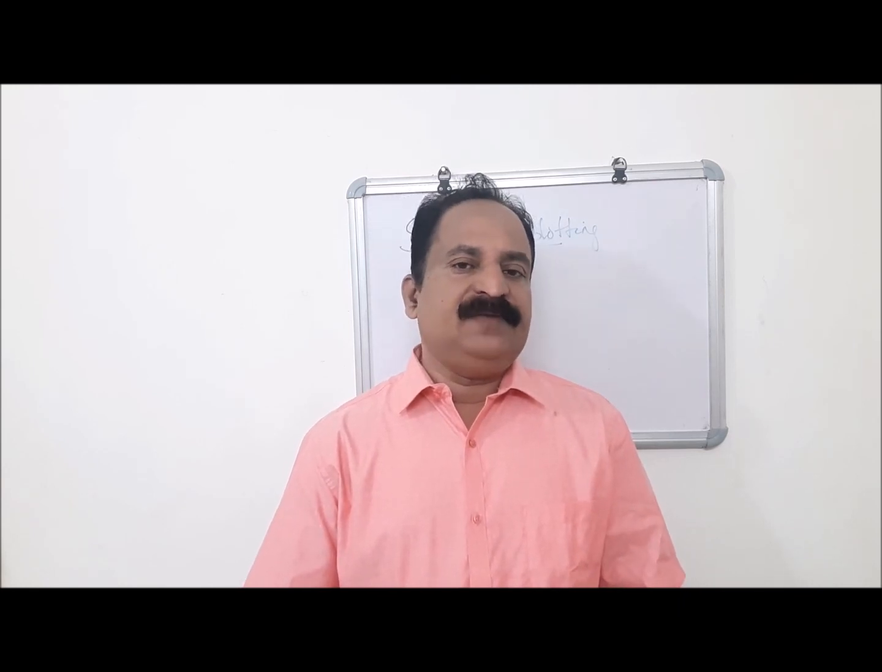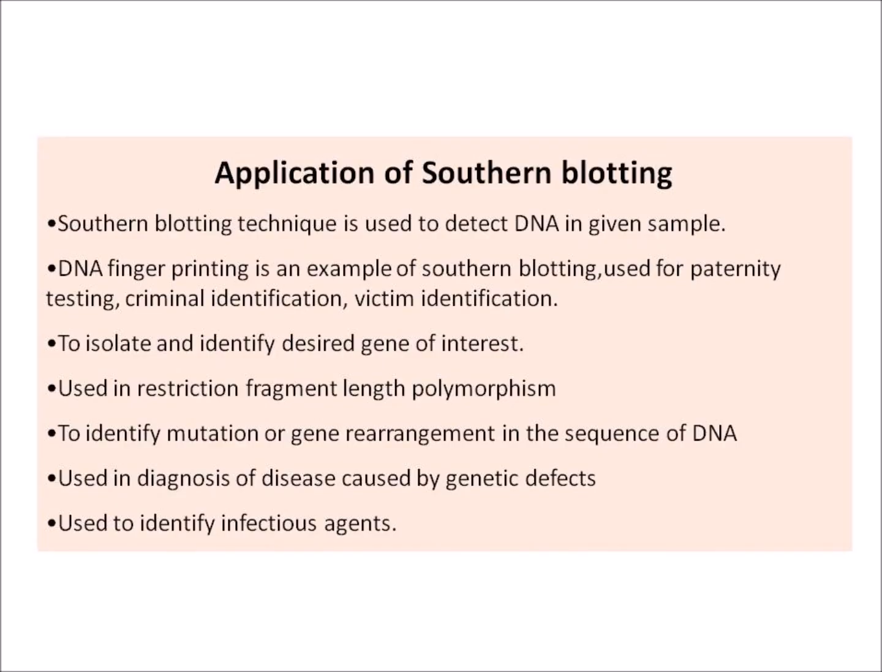and personal identification. Southern blotting is a technique used to detect DNA in a given sample. DNA fingerprinting is an example of Southern blotting used for paternity testing, criminal identification, victim identification, to isolate and identify the desired gene of interest. Used in restriction fragment length polymorphism to identify mutation or gene rearrangement in the sequence of DNA. Used in diagnosis of disease caused by genetic defects. Used to identify infectious agents.